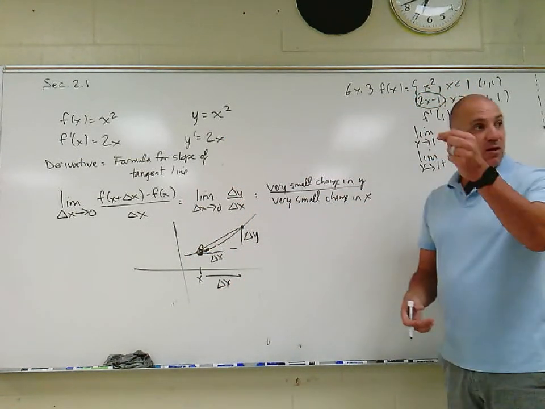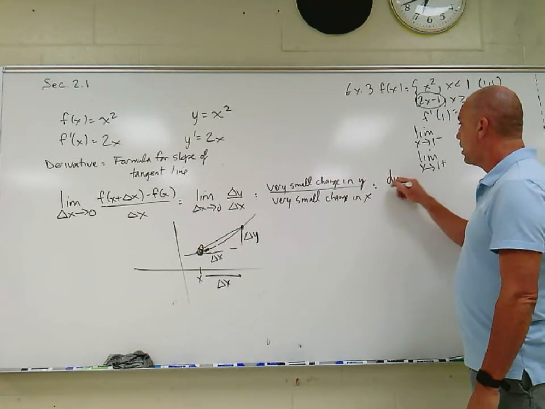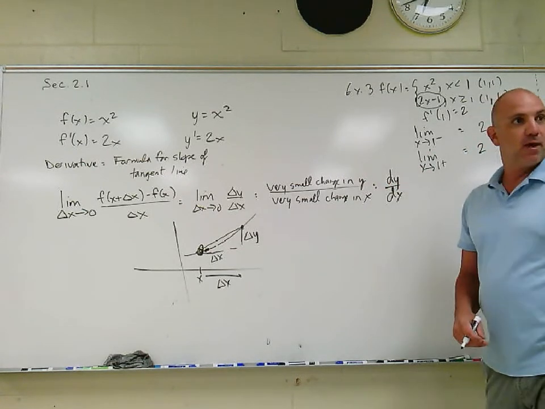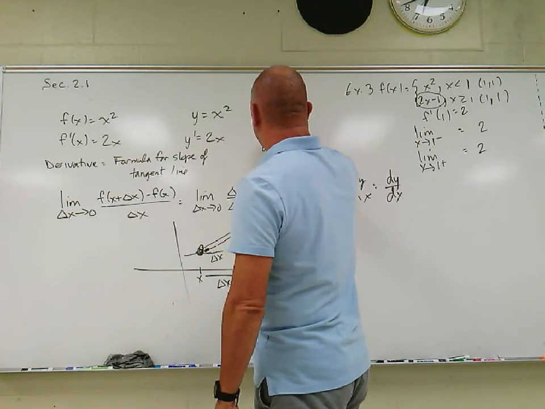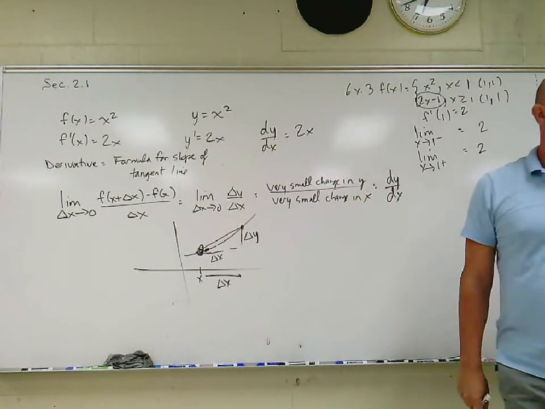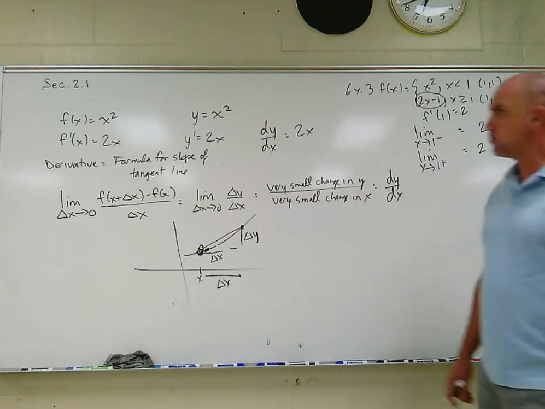Instead of using delta y and delta x, we just say it's dy over dx. And that is the third way to write a derivative. So the third way you could have written it is dy over dx is 2x. Very small change in y over very small change in x. Okay? And so these are the three.